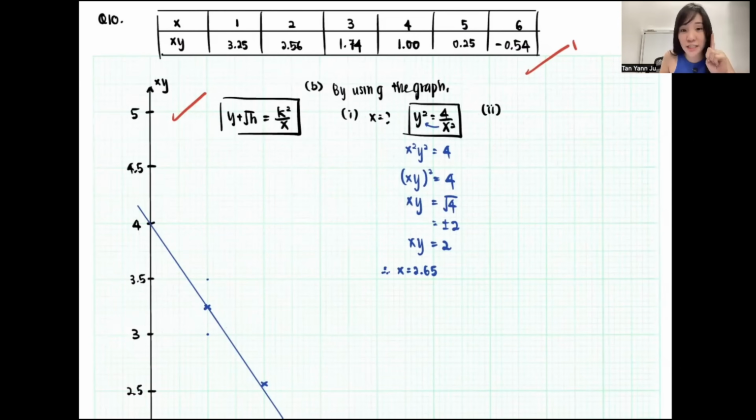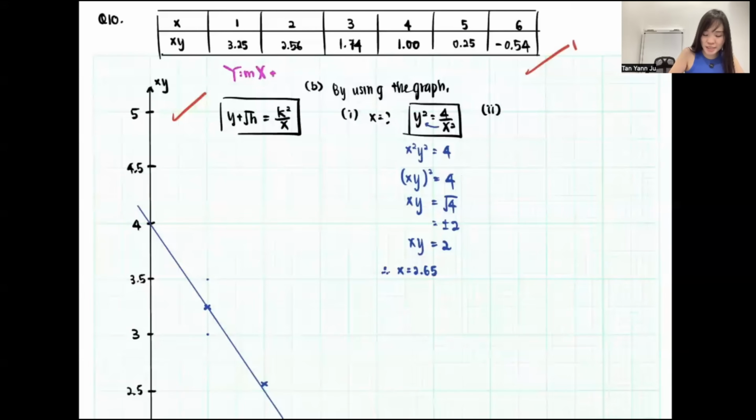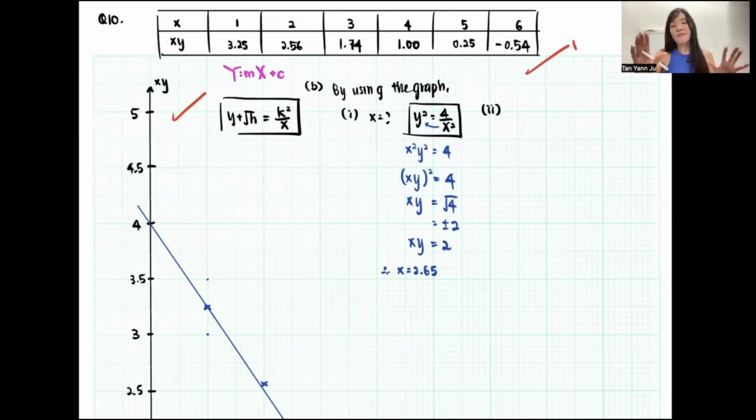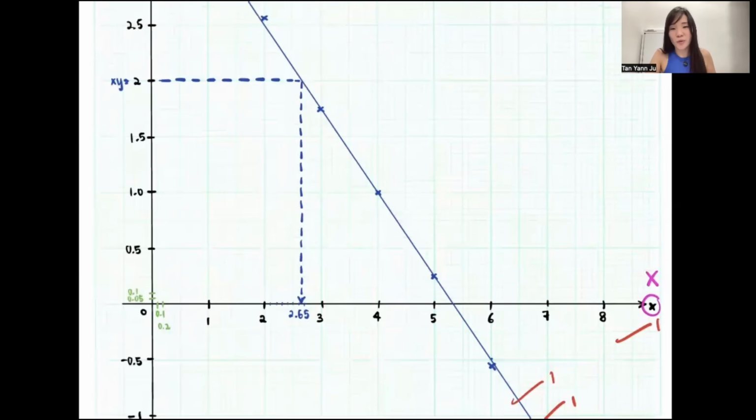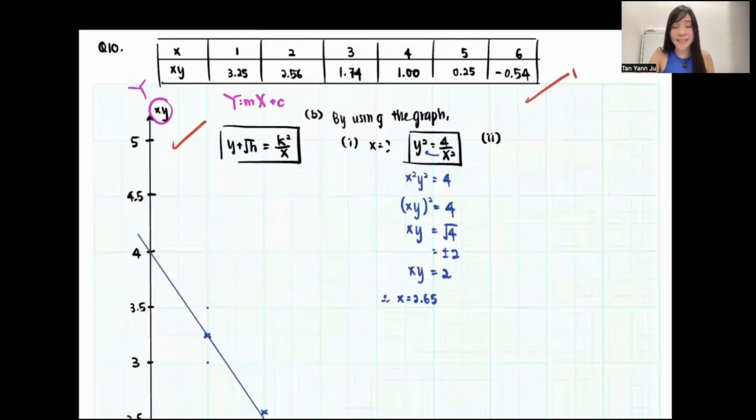First thing first, we're going to have linear form. Not sure whether you guys remember. Linear form is called y equals mx plus c. Linear means straight line. But the y and the x are always big Y and big X. Then how do I know what is my big Y, what is my big X? For a linear graph, always refer to the y-axis. The y-axis is always your hint for the big Y. Your x-axis is always your hint for the big X. So when I look at it, guys, I know my big Y is xy.